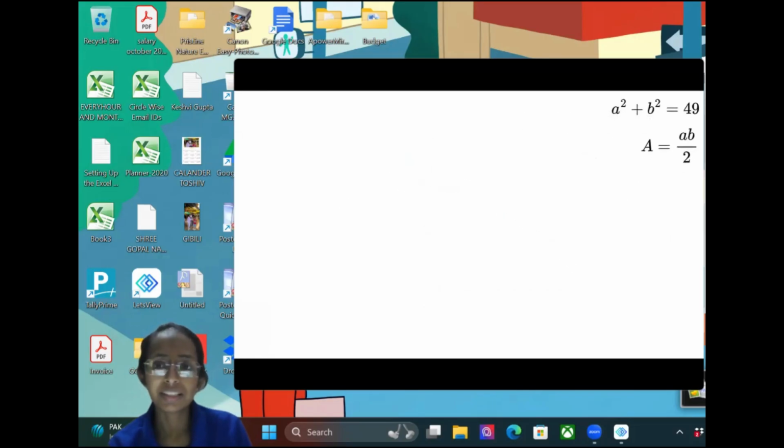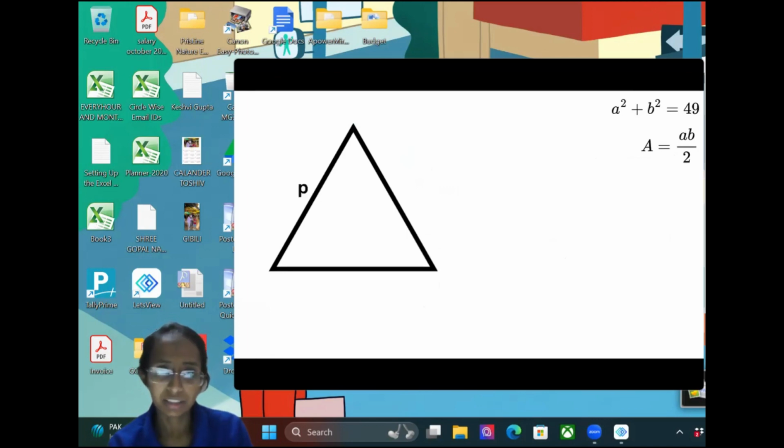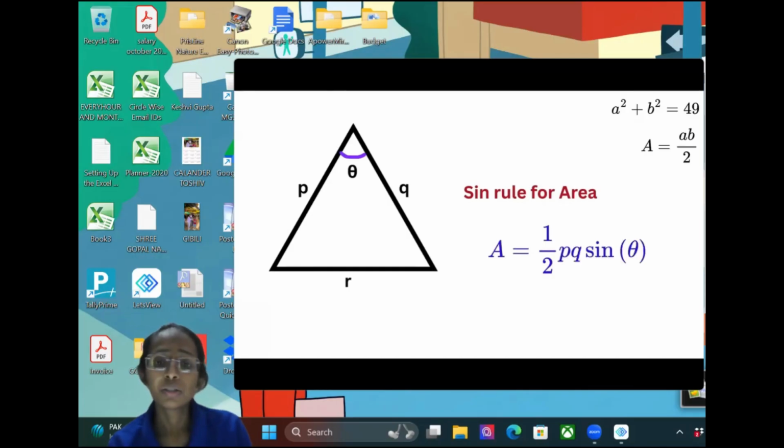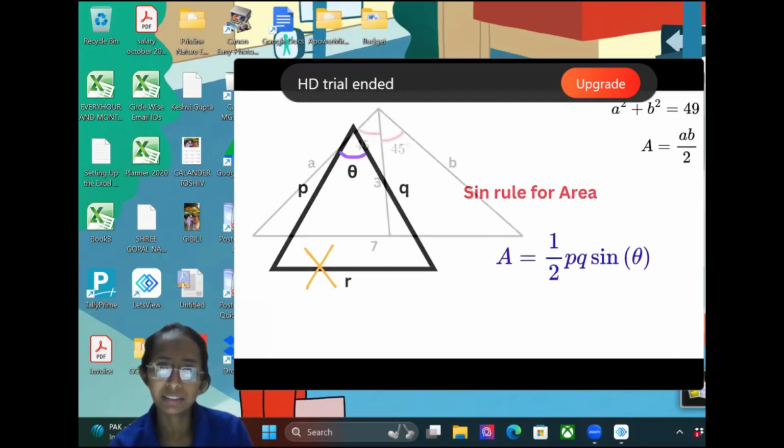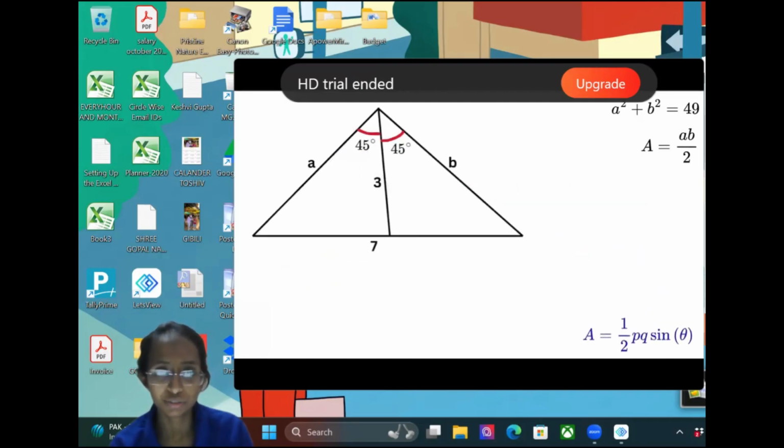Now, keeping this aside, we know that when there is a triangle with sides P, Q and R, and the angle between the sides P and Q is theta, the area of this triangle can be calculated by the sine rule, which is equal to half PQ sine theta. So we are going to apply this rule. We do not need the length R. Now we are going to apply this on our first triangle.